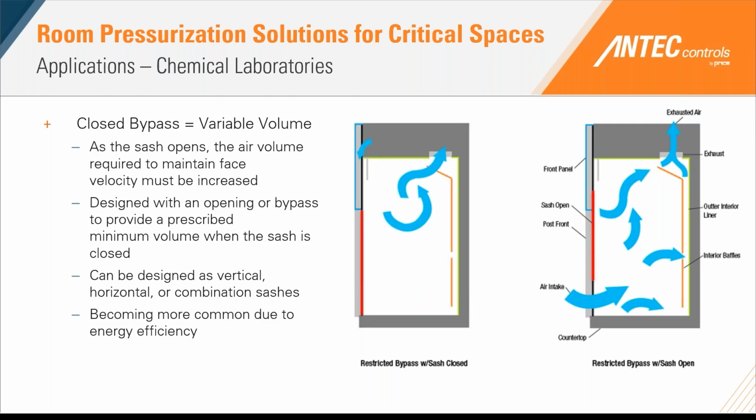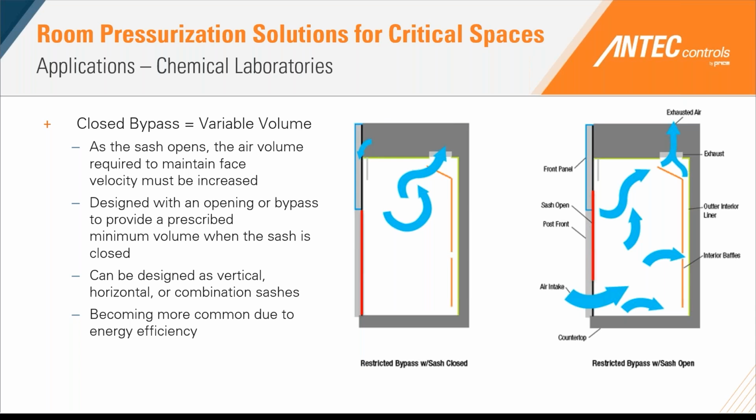The second type of fume hood we're going to talk about is closed bypass fume hoods, or variable volume fume hoods. The idea with variable volume fume hoods is that as your sash opens, the exhaust air volume required will increase or decrease in order to maintain a constant face velocity set point. There may be an opening or small bypass in order to ensure the minimum volume of exhaust air is maintained while that sash is fully closed.